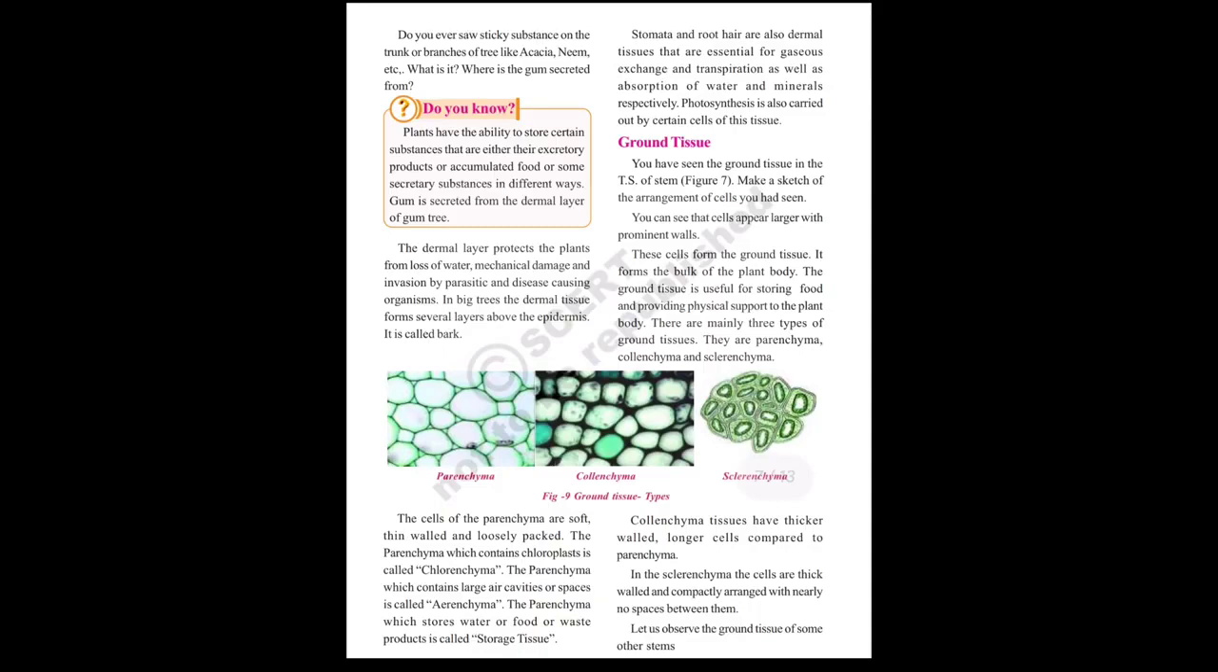That is called chlorenchyma. Chlorenchyma means the tissue which contains chloroplast. It's a kind of parenchyma. If the parenchyma contains chloroplast, green material, it is called chlorenchyma, not collenchyma, chlorenchyma. And if the parenchyma contains larger air cavities, then it is called aerenchyma. If the parenchyma stores food, water, or waste materials, then it is called storage tissue.